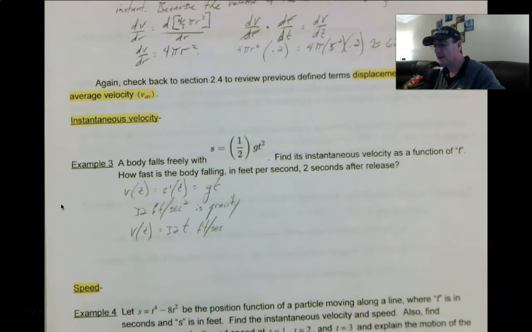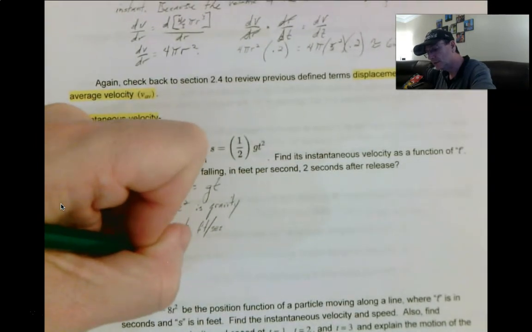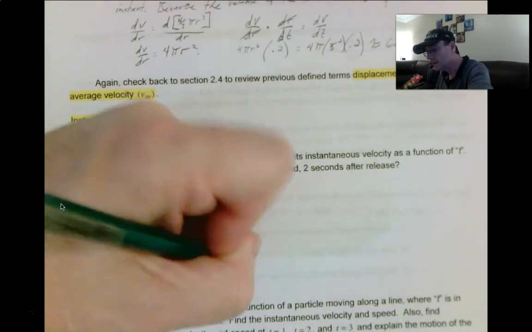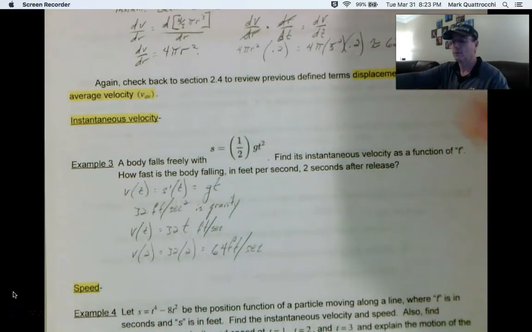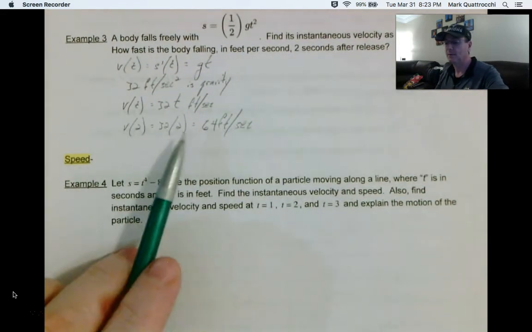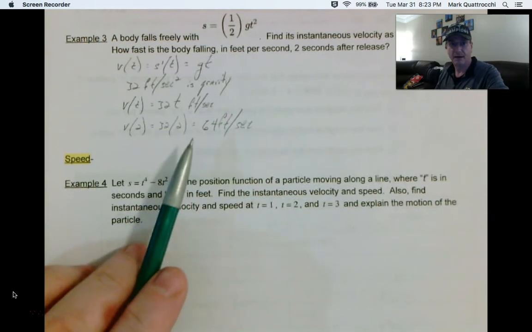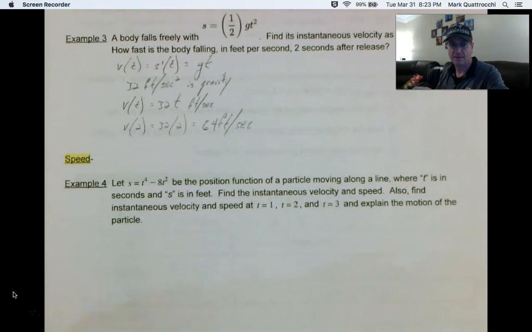And when we plug in t equal to 2 seconds, v of 2 is equal to 32 times 2, or 64 feet per second. Okay, speed is just the absolute value of velocity. Velocity can be positive, it can be negative, depending on if you're going forwards or backwards or up or down, or however you've defined the forward or positive direction to be. Speed is always positive, no matter what the direction is that you're going in.